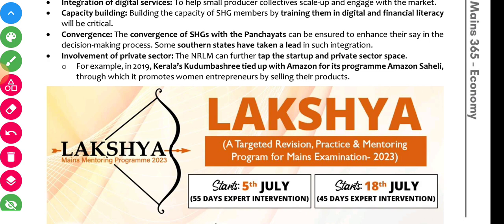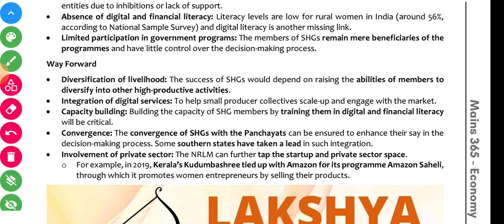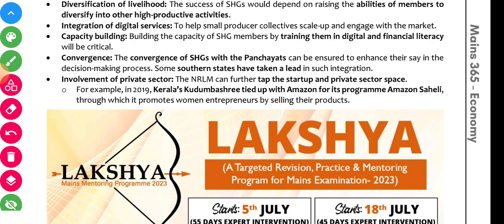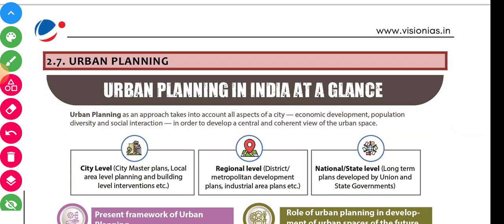Involvement of private sector. The National Rural Livelihood Mission can further tap the startup and private sector space. For example, in 2019, Kerala's Kudumbashree tied up with Amazon for its program Amazon Saheli, through which it promotes women entrepreneurs by selling their products. This is news related to self-help groups.